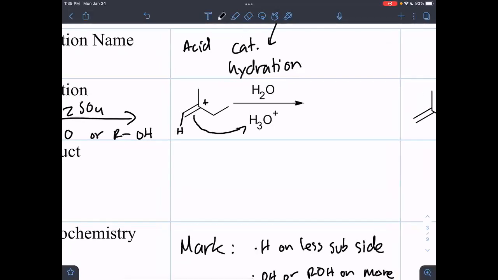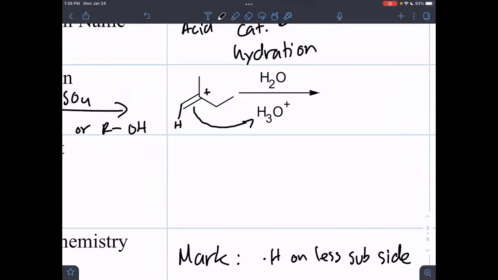Okay, let me try to just draw the mechanism, but really zoomed in. So in this case, would there be any rearrangements? Why not? Yeah, it's already the most substituted it's going to be.